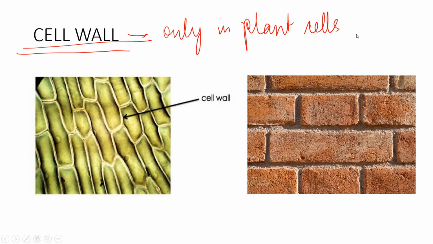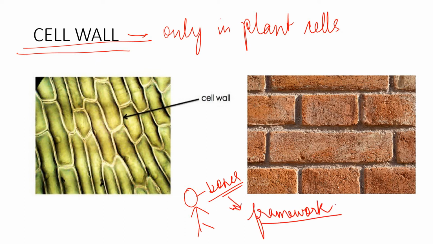Now see, in animal cells, in all the animals or human beings, what do we have inside us? We have bones, right? So what is the function of these bones? Due to the presence of these bones inside our body, it provides a framework to our body. We have a structure to our body. This is in terms of animals and humans.